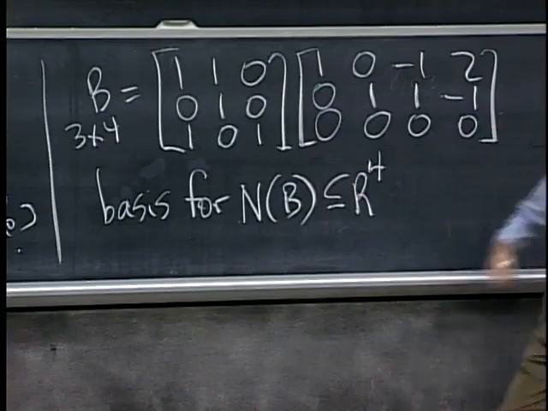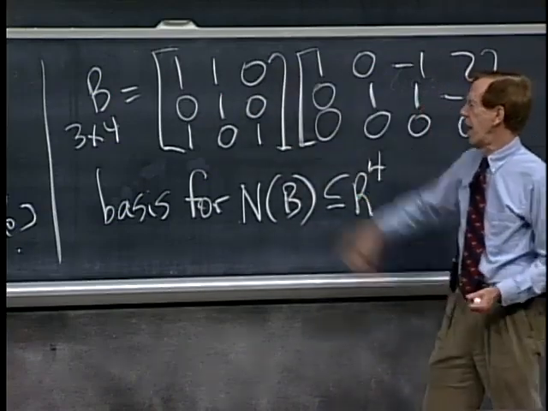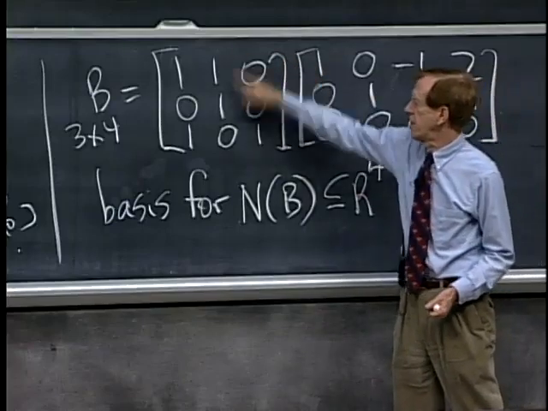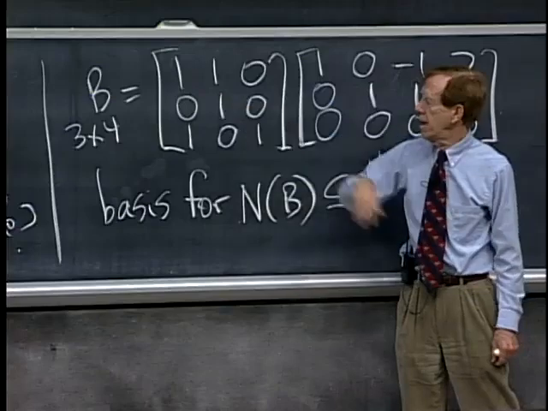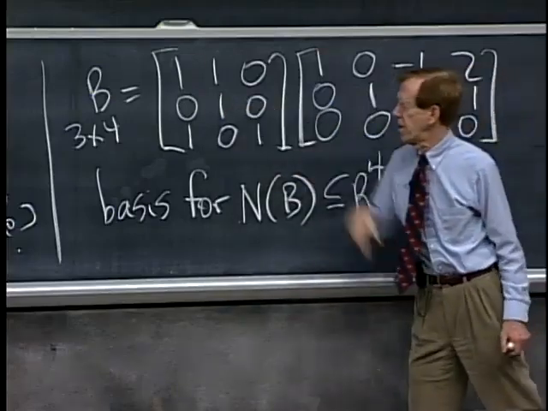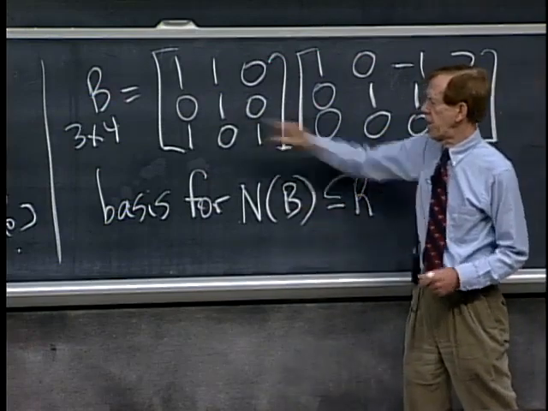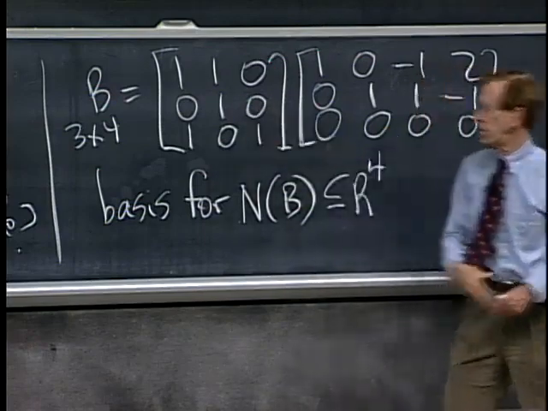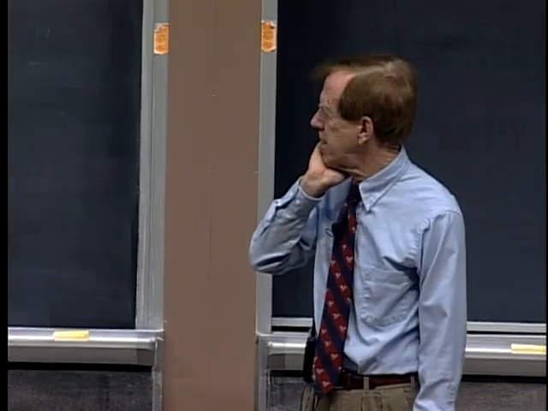Because if I look for a combination of those 3 columns, well, I couldn't use this middle column because it would have a 1 in a position that is otherwise all 0. So a combination that gives 0 can't use that column, and then the other 2 are clearly independent. So that matrix is invertible. Later we could take its determinant or other things.